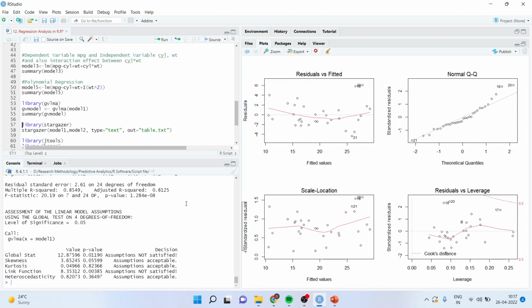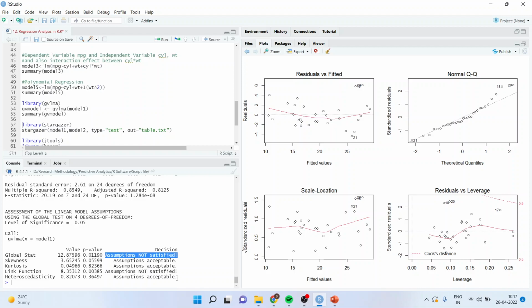It will directly give you the report card. Global statistics assumptions not satisfied. Skewness assumptions acceptable. Kurtosis assumptions acceptable. Link function assumptions not satisfied. Now here link function means whether your model is following linearity or not, or we will have to use another link, like binomial or something like that. We will have to use such types of models or not. So here link function is for that.